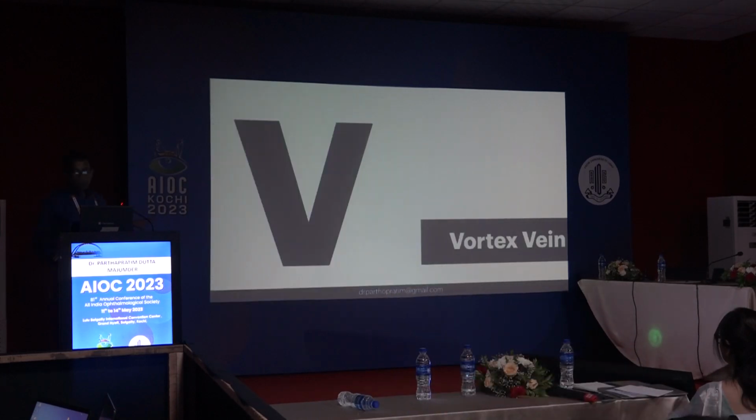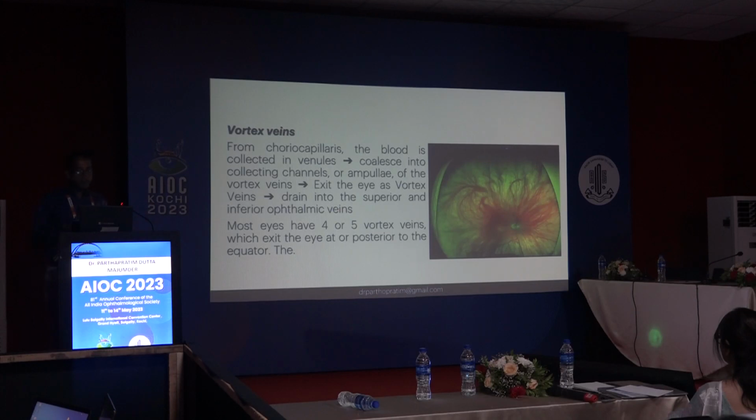And then coming to the vortex vein. So vortex vein, what happens? Vortex vein drains the blood from the choriocapillaries and it coalesces into the collecting channel, the ampulla. As you know, the vortex vein ampullae are there and they exit the eye as a vortex vein and drain into the superior and inferior ophthalmic vein. So each eye has 4 to 5 vortex veins.